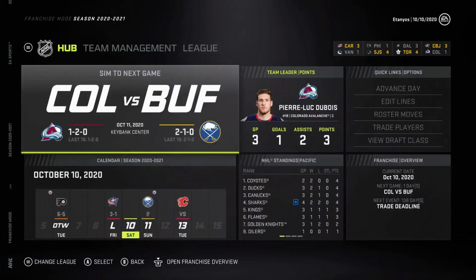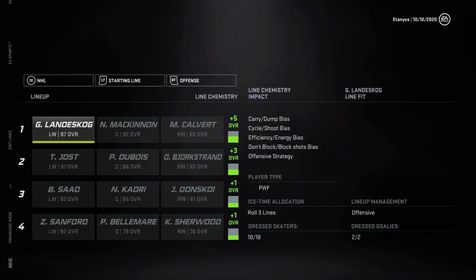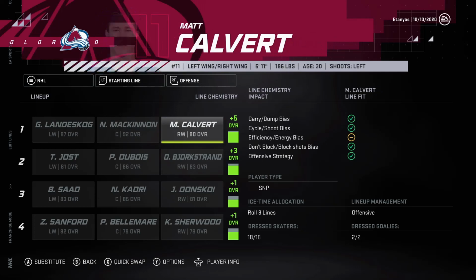So now, guys, even though the Colorado Avalanche are 1-2-0, that was also before we went and picked up Pierre-Luc Dubois and a couple other players here. So let me simulate through a season, show you guys the difference on these guys playing at top capacity versus just regular.